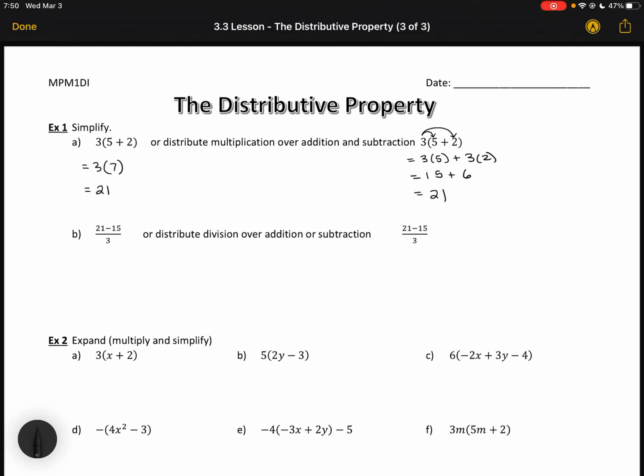We can also do this with division. So we can either do it numerator first. So 21 minus 15 is 6. Divide by 3 gives us 2. Or we can distribute division equally over subtraction as well. So I can write it as 21 divided by 3 minus 15 divided by 3, which gives me 7 minus 5, which is 2.